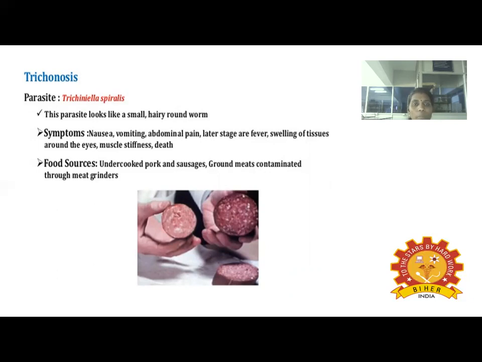The common symptoms: nausea, vomiting, then abdominal pain that we can tolerate. After that, later stage, fever, then swelling of tissue around the eyes. Around the eyes you can see the swelling, then muscle stiffness and death. Then the food sources: undercooked pork and sausages, ground meats contaminated through meat grinders.